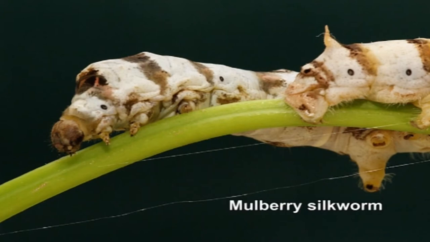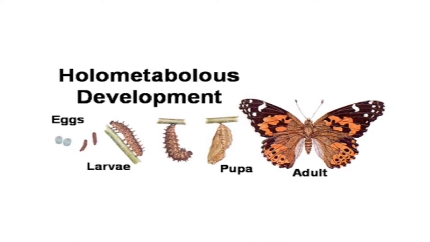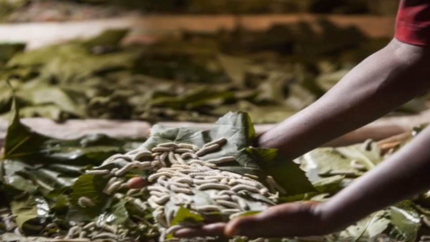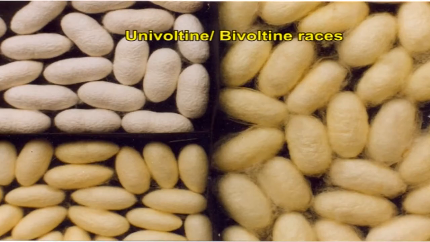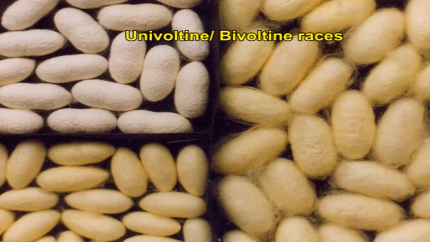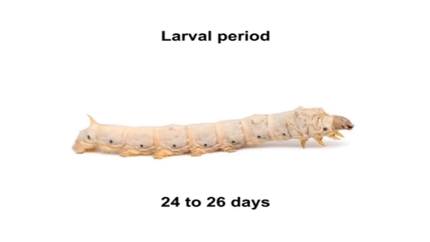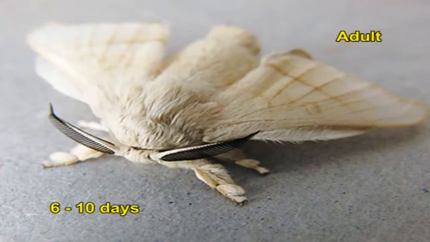Mulberry silkworm is a holometabolous insect and passes through four morphologically different stages in its life cycle: egg, larva, pupa, and adult. The duration of each stage varies according to the race, the climatic conditions and the quality of food given. In univoltine and bivoltine races, the egg period ranges from 11 to 14 days after break of diapause. The larval period ranges from 24 to 26 days. The pupal period ranges from 12 to 15 days and the adult lifespan is 6 to 10 days.